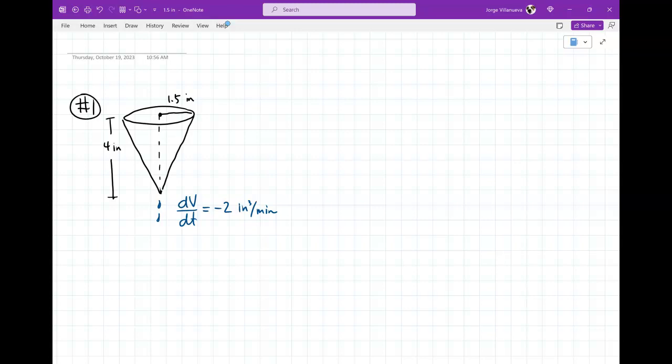And how fast is the water level dropping at the instant when the water is exactly 3 inches deep? So water level is going to be your height, right? So they want to know what is dH/dt when the water is exactly 3 inches deep. So H equals 3 inches. Okay, that's the main question that we have. Express the answer in inches per minute. So they actually told you your units.